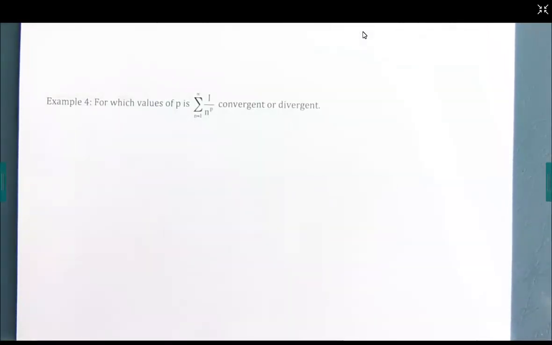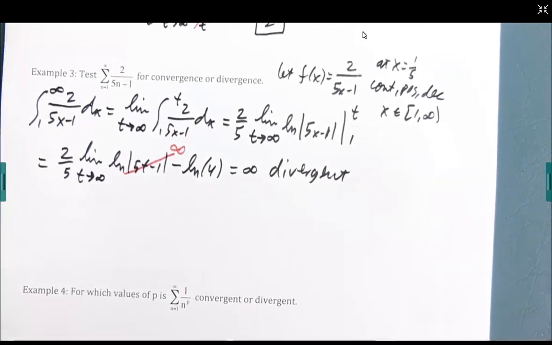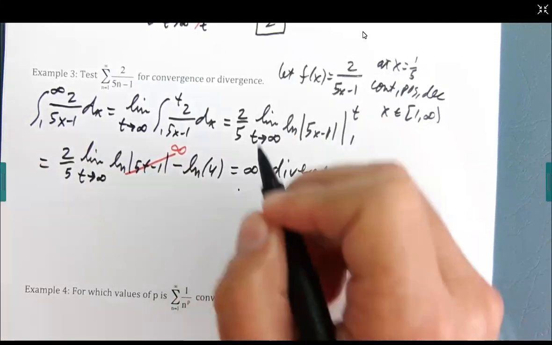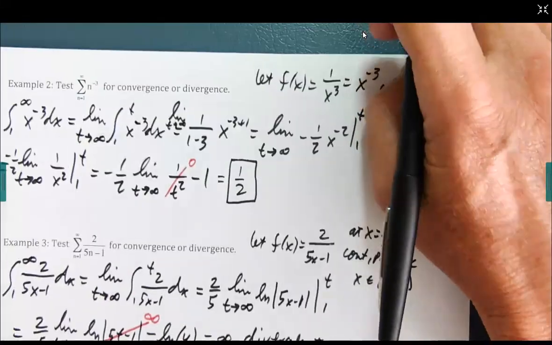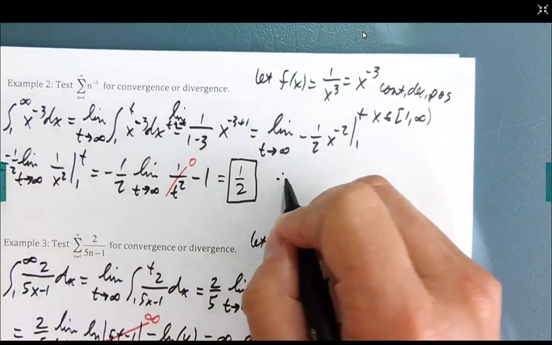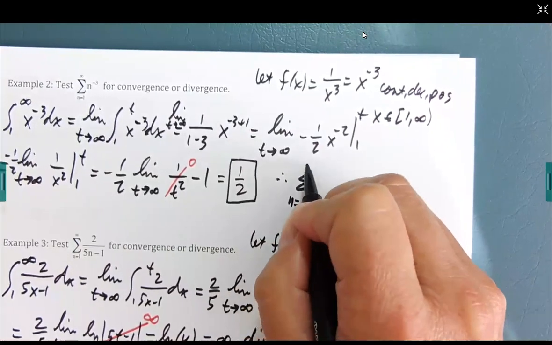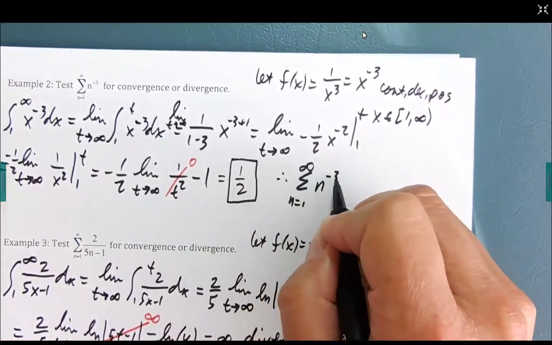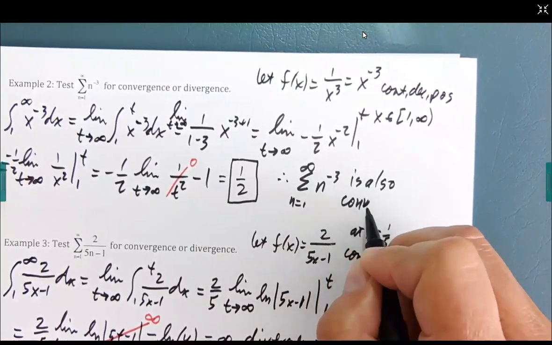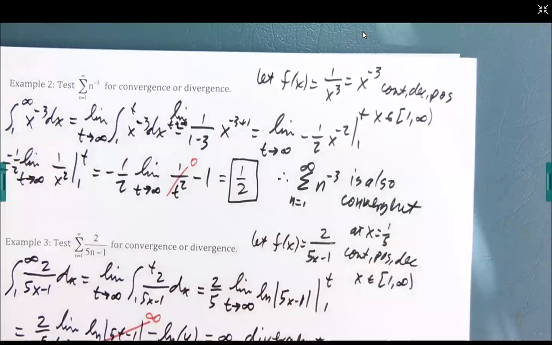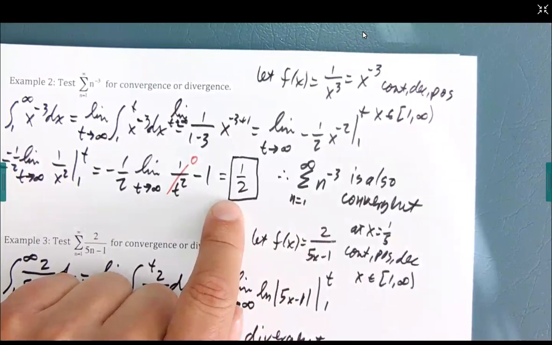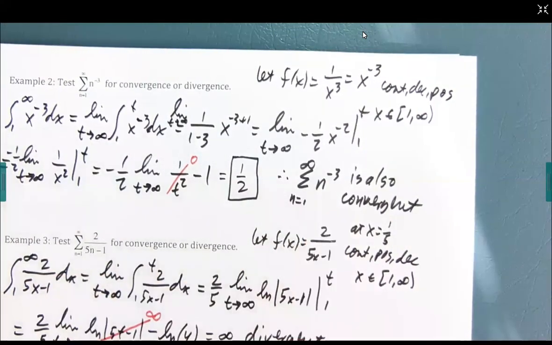That brings us to the other previous problem. All this means is that this integral is convergent. Now, our conclusion up here, this one is convergent. Therefore, we can conclude this is also convergent. We don't know what it's convergent to. Probably not 1/2. And that's okay. For now, we just need to know that it's convergent.